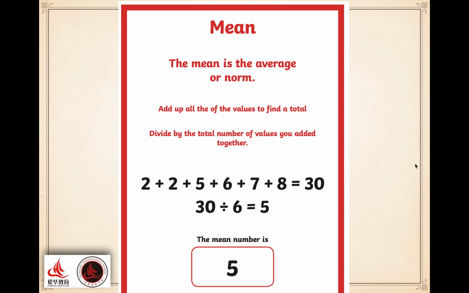vocabulary terms. So mean, the mean is the average or norm. Add up all the values to find a total and then divide the total by the number of values you added together. So for example, I add all of these, get 30, and then divide it by 6 because there are 6 values. 1, 2, 3, 4, 5, 6. I get 5.